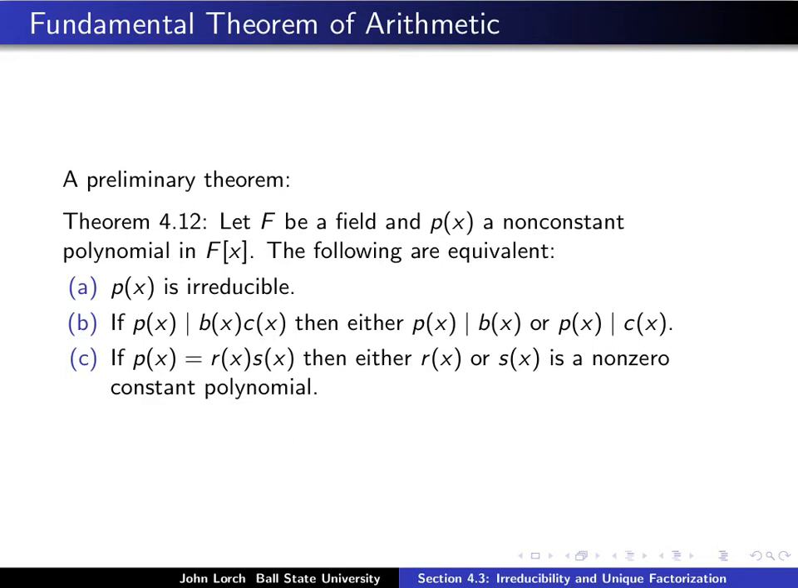First is the statement that p of x is irreducible. Second is the statement that if p of x divides a product of polynomials, then p must divide evenly into at least one of those polynomials. And then finally, if p of x is a product of polynomials, then one of those polynomials must be a non-zero constant polynomial. So remember that these statements being equivalent means that if one of the statements is true, they're all true, and if one of the statements is false, they're all false.